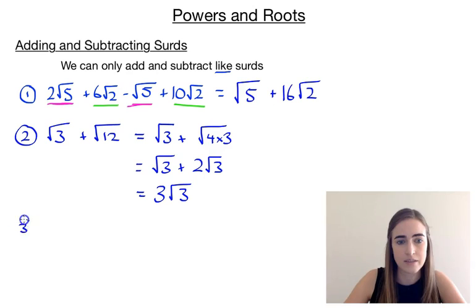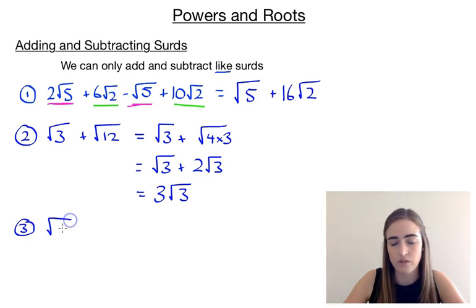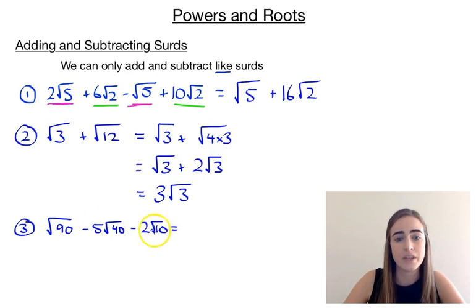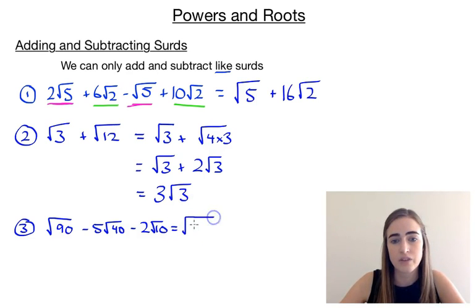All right, our third example, we've got the square root of 90 minus 5 root 40 minus 2 root 10. So we're going to have to simplify everything that we can. The root 10 can't be simplified, so that's going to stay as is, but the square root of 40 and the square root of 90 can be. So that's going to become the square root of 9 times 10 minus 5 times the square root of 4 times 10 minus 2 root 10.